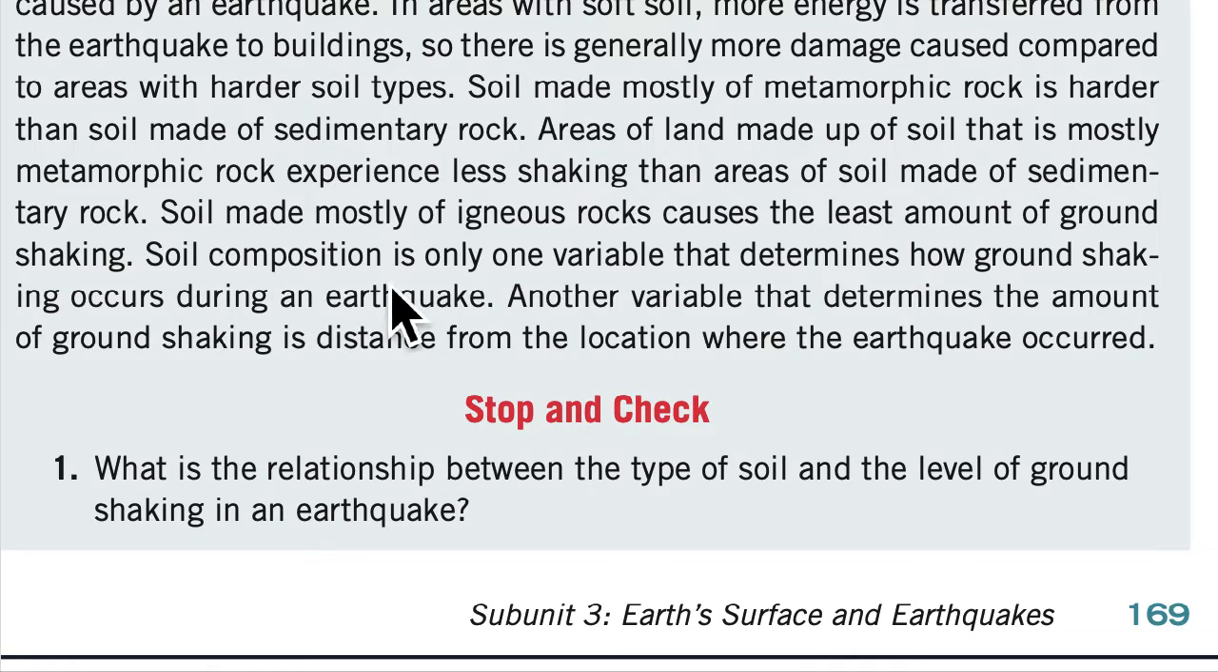Soil composition is only one variable that determines how ground shaking occurs during an earthquake. Another variable that determines the amount of ground shaking is distance from the location where the earthquake has occurred. Stop and check. What is the relationship between the type of soil and the level of ground shaking in an earthquake?